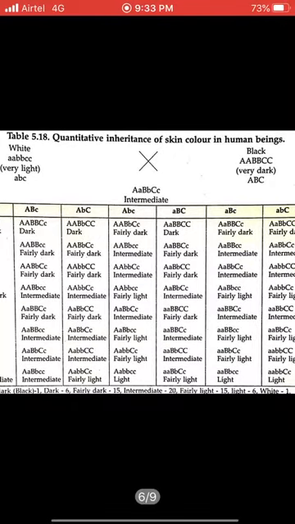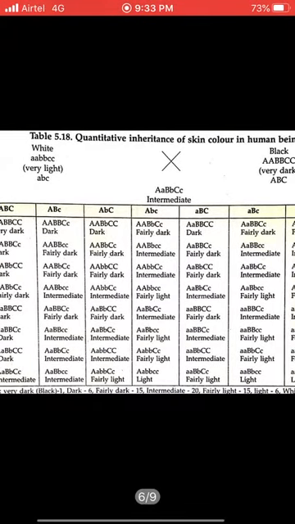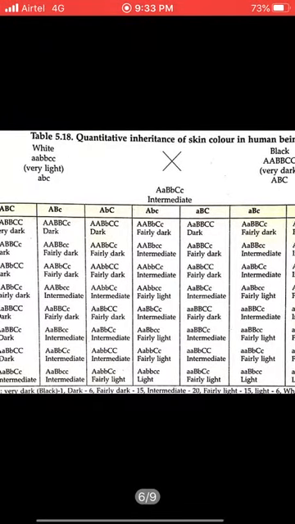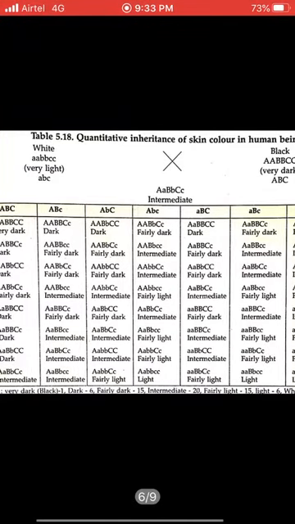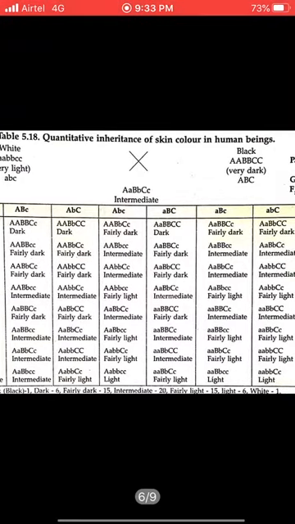Three sets of traits are being used. How many traits? Three. Now just watch the table carefully. White, very light. So the alleles used are small a, small b, and small c. If we form a gamete of that particular trait, then we will be taking a single chromosome, that is small a, b, c. Now the second trait is black.